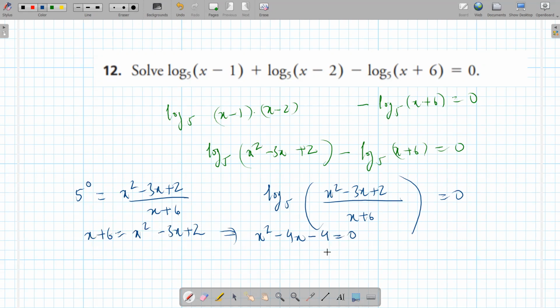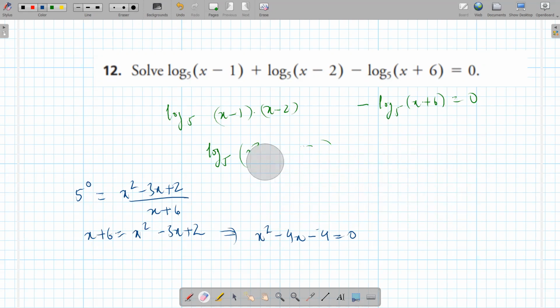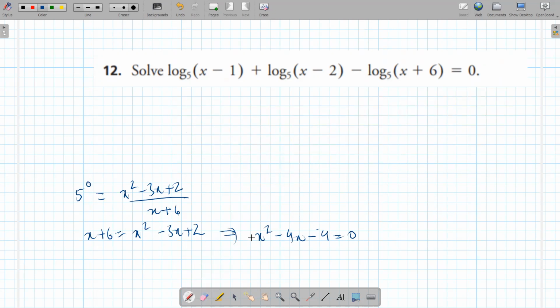Okay, yeah. Can we factor this? I don't think we can. We're going to have to use the quadratic formula. Oh, okay. I don't think we can factor this. It multiplies to negative 4, adds to negative 4. It's not 2 and 2, so minus 2 and minus 2 doesn't work. 4 and minus 1 doesn't work. Yeah, we have to use the quadratic formula. So a is 1, b is minus 4, c is minus 4 as well.